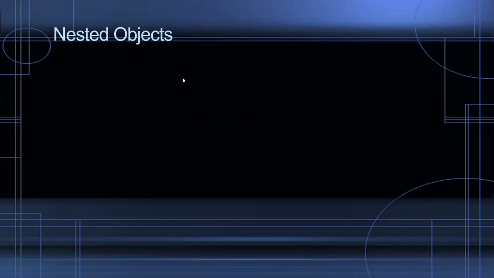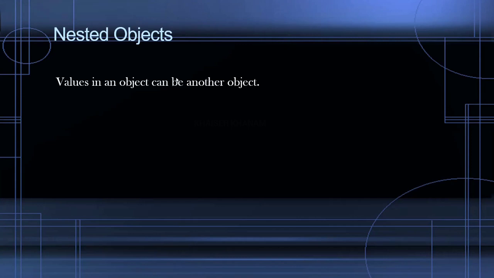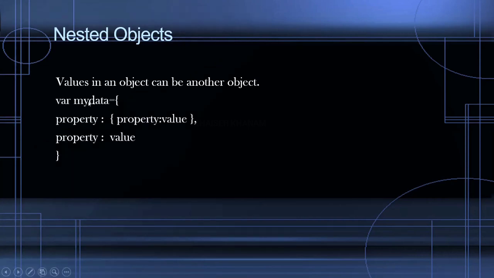Now let's talk about nested objects. A nested object is nothing but the value which is assigned to a property. That value can be another object. So this is my object, my data. This is the property, and inside this property, I have given another object. You can see another object, and inside this object, again I am having property and value.